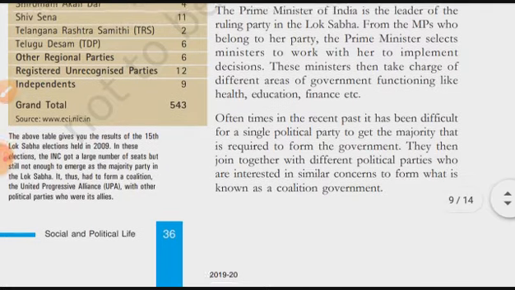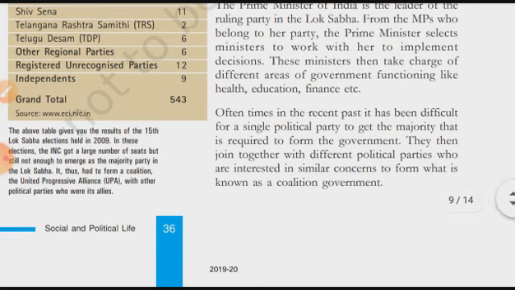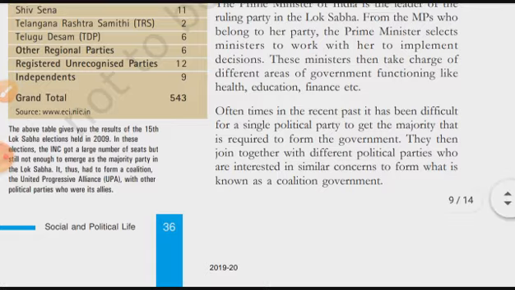These ministers then take charge of different areas of government functioning like health, education, finance, etc. You might know about the health minister, education minister, finance minister. So these all work under the Prime Minister, and these are selected by the Prime Minister.